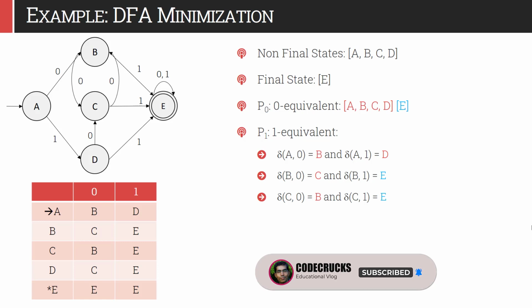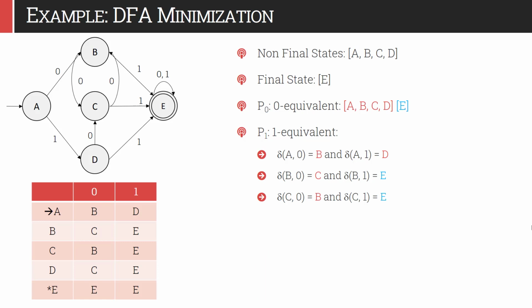C exhibits the same characteristics as B. On input 0, it moves to the red group, and on input 1, it moves to the blue group. So states B and C are equivalent states, or they are non-distinguishable, and D is also exhibiting the same characteristic.